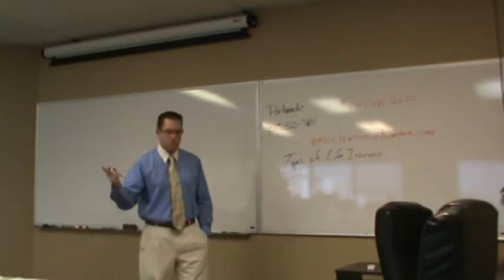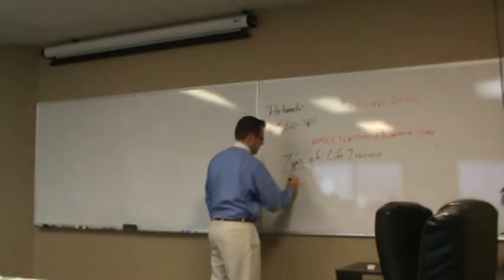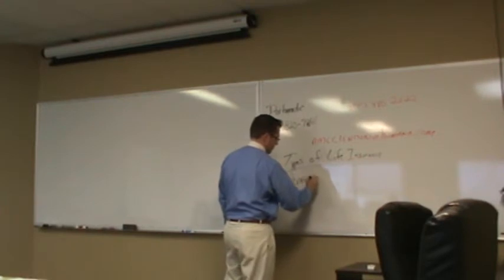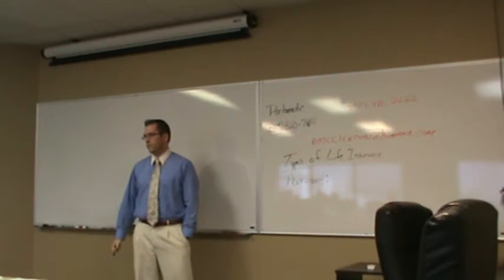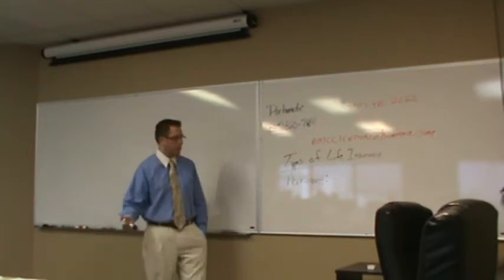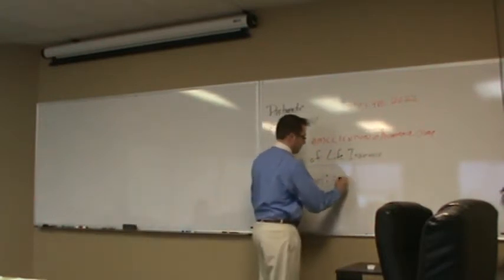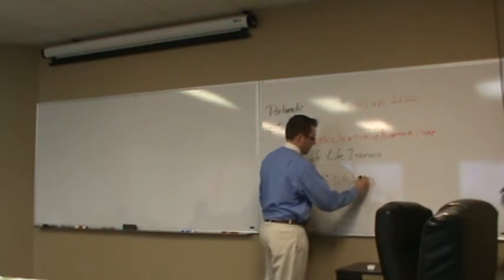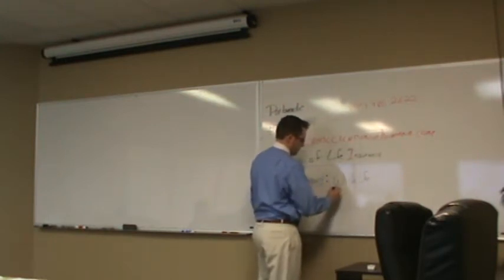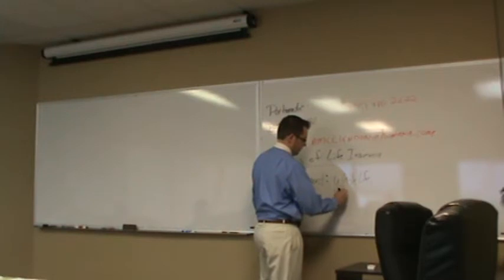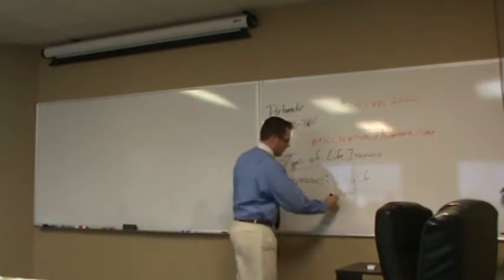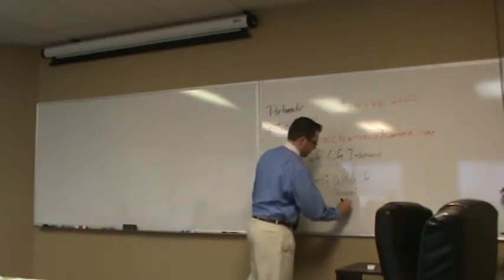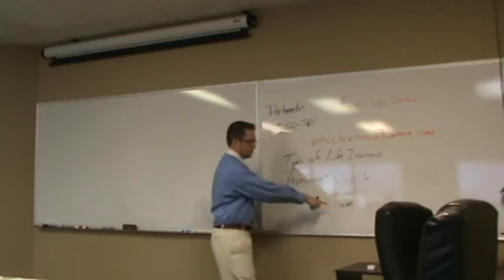Yeah, the different forms of life insurance, right? Yes. There's permanent, which is what? Forever. There's 3 different types of permanent. What are they? Whole life, universal, and variable. Variable's kind of coupled with universal there. What are the differences between those 3?